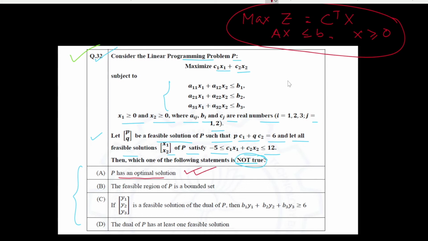So this is not true. This option is not for this problem. So this is not.